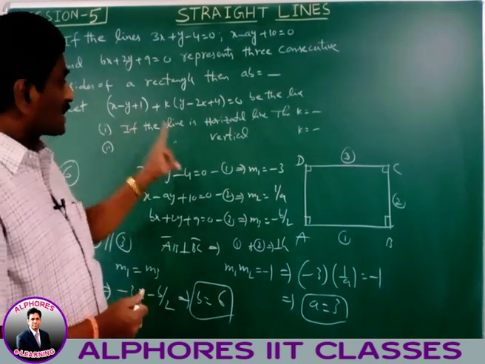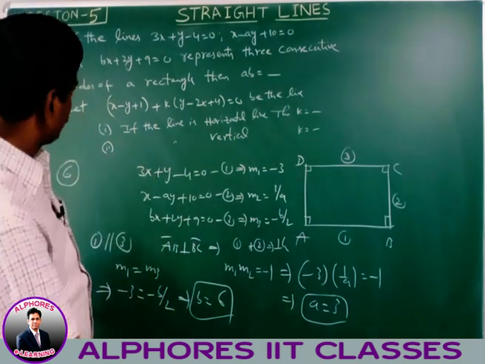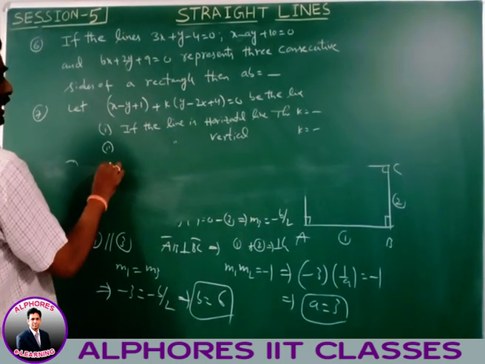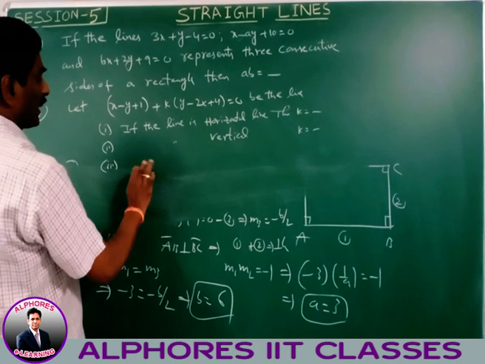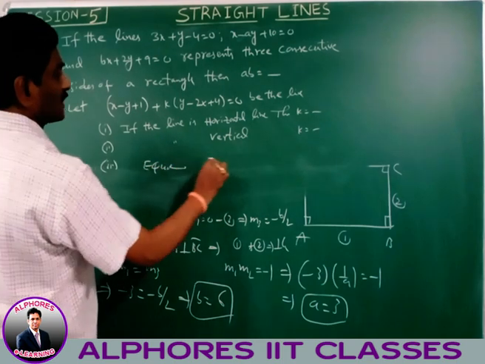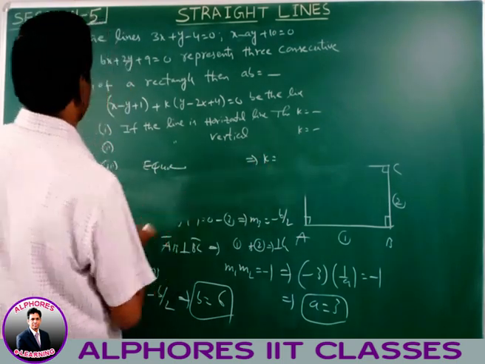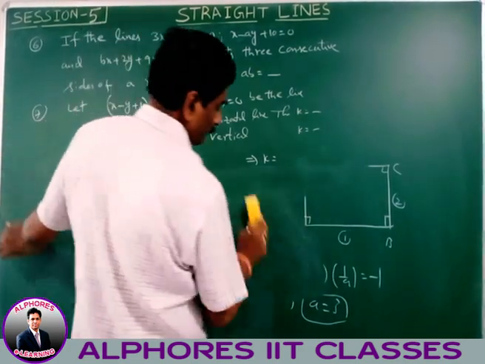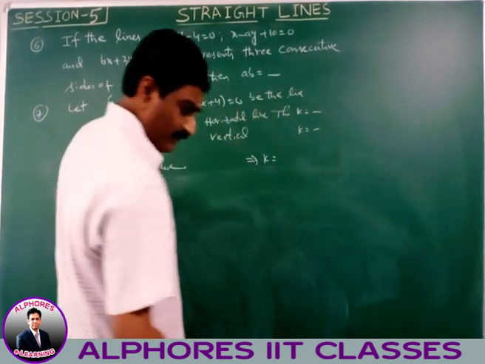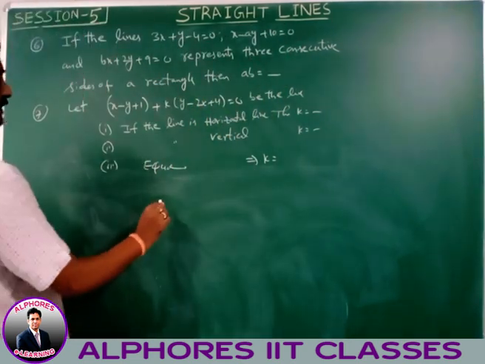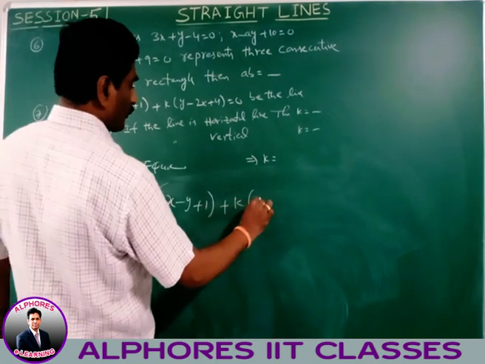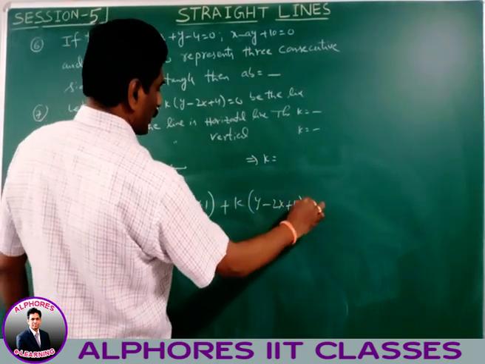If the above line is vertical line, what is the value of k? If the above line makes equal intercepts on the coordinate axis, what is the value of k? Okay. What is the given line here? The line is x minus y plus 1 plus k(y minus 2x plus 4) is equal to 0.